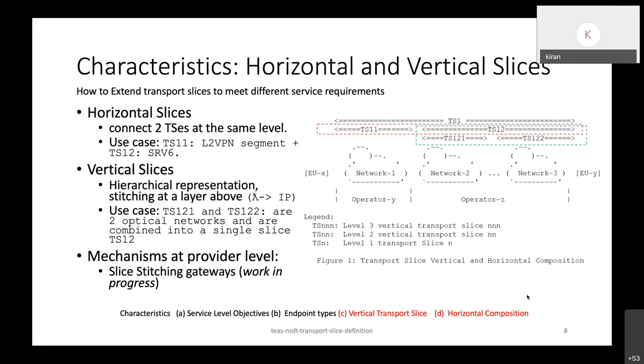Similarly, in a vertical slice, you would like to have something at one level. A slice is created at the optical level, optical layer, and then you want to abstract it up into an IP level. So you would go from lower level to upper levels, and you could do that using vertical slices. And especially in the case of horizontal slices, you may need something like slicing gateways, because you need to stitch different kinds of technologies together. So we introduced the term slicing gateway, and we have started working on it, revived some of the documents, and going forward we will show more details about it. Next slide.